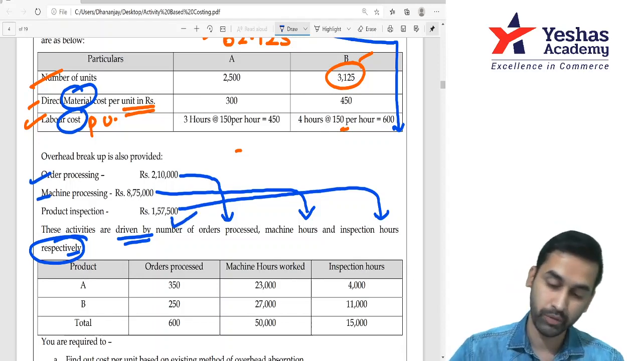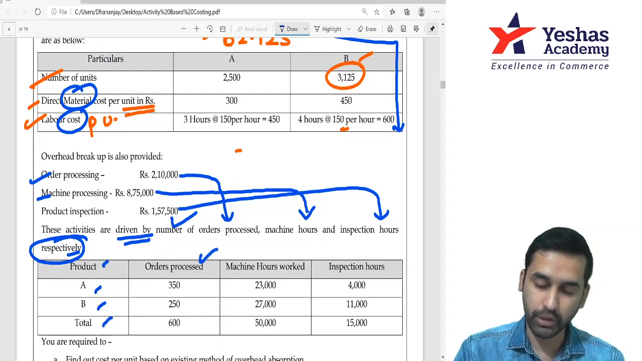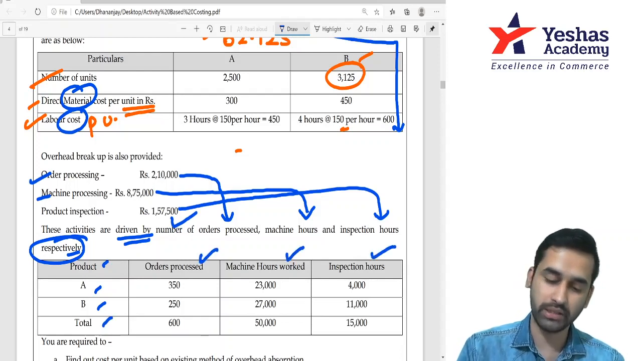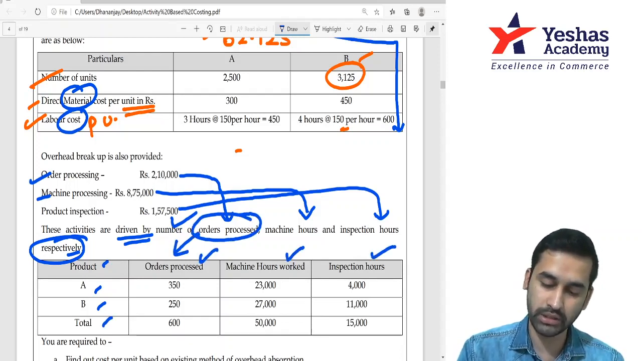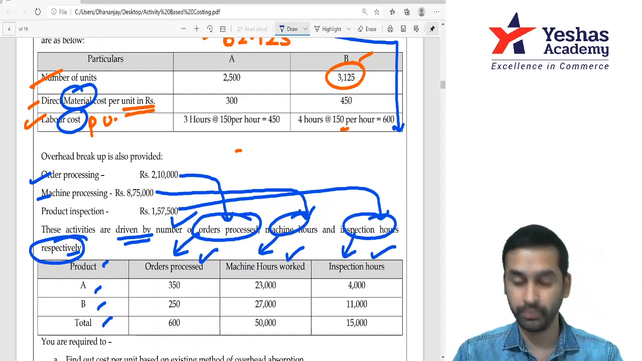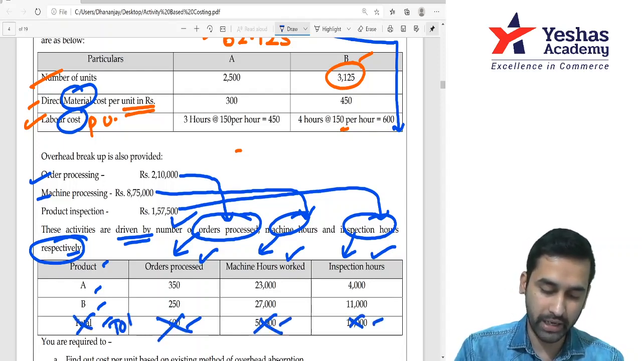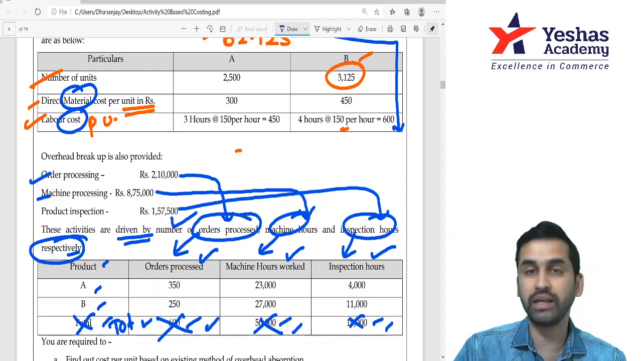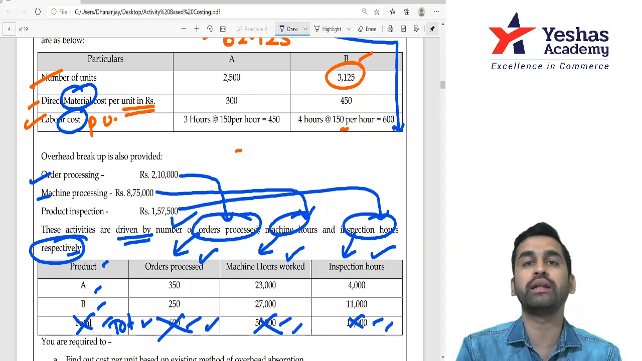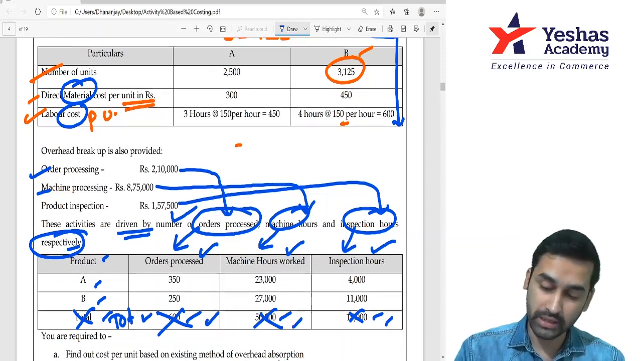Got it? Right. Product A and B, order processed, machine hours, inspection hours. The same thing, order processed, machine hours, inspection hours. This is also given to you. Good. Total is also given. Sir, what if this total is not given in the question? Then you add A and B, you will get the total. That's it. If they give, take. If they don't give, you calculate and then take.